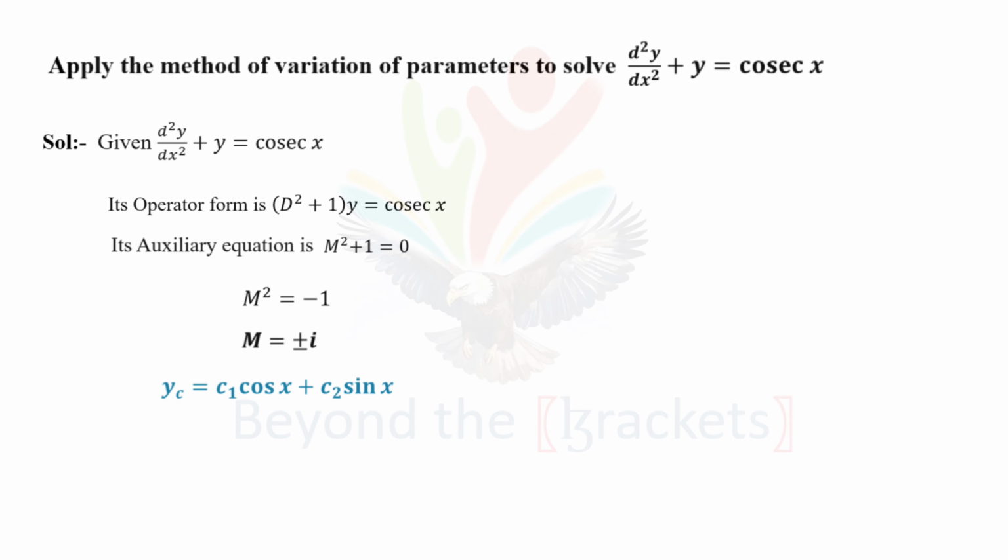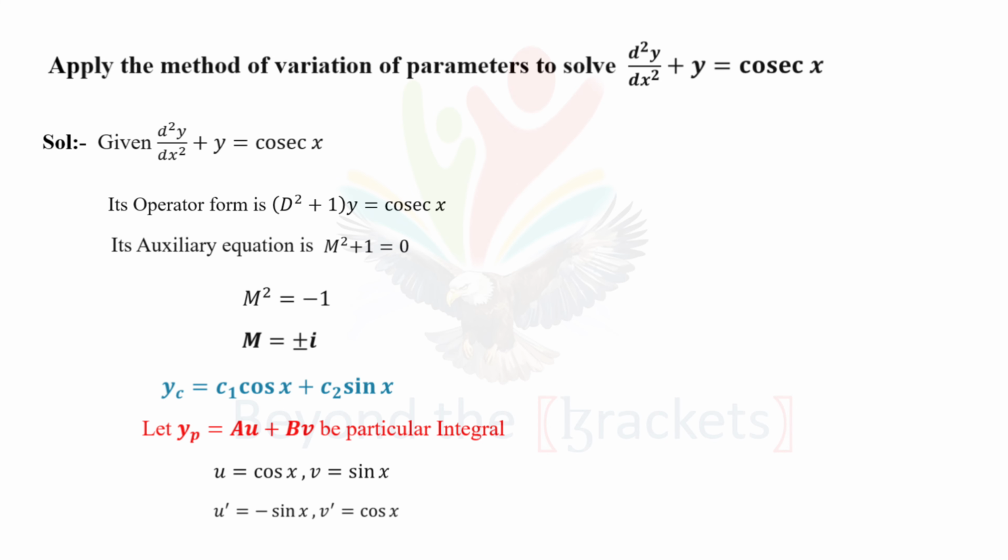Take the particular integral as yp is equal to a into u plus b into v. Here u and v are taken from the complementary function. So the coefficient of c1 will be u and the coefficient of c2 will be v. So u will be equal to cos x and v will be equal to sin x. Their derivatives u dash will be equal to minus sin x and v dash will be equal to cos x.